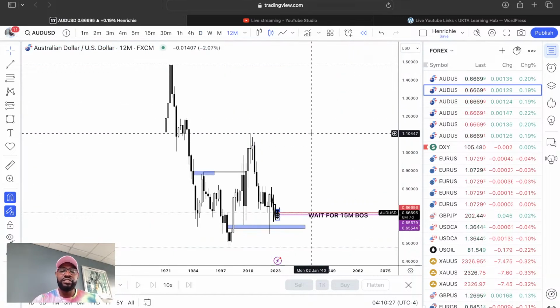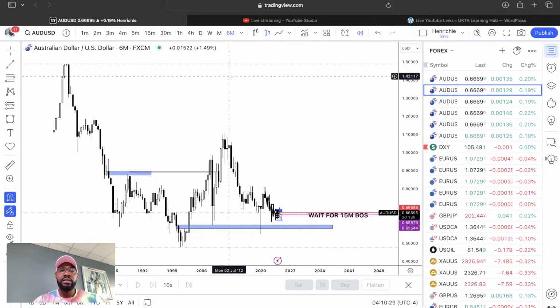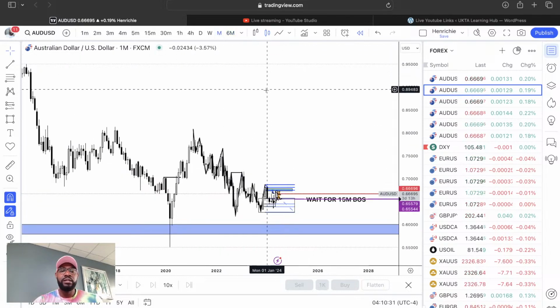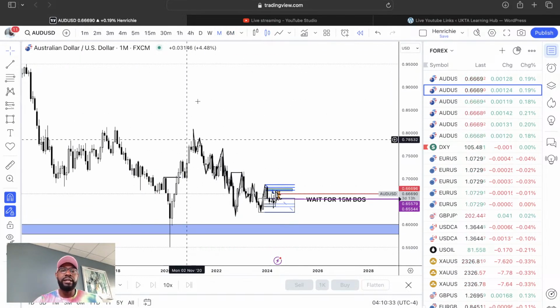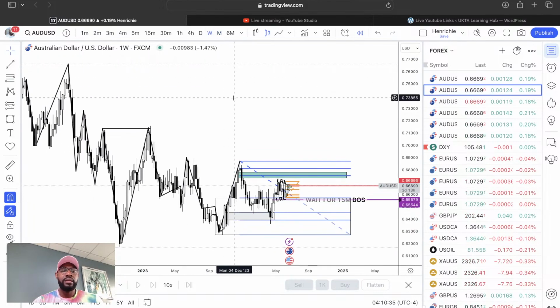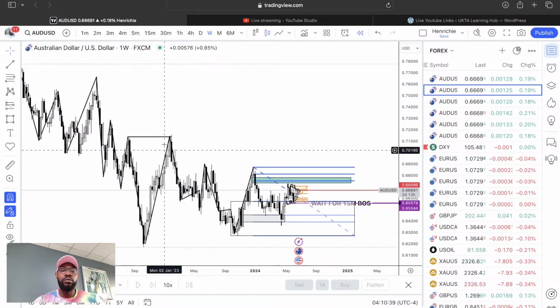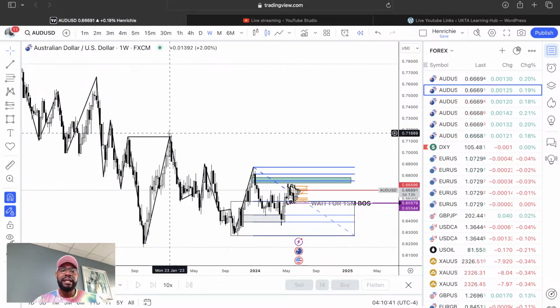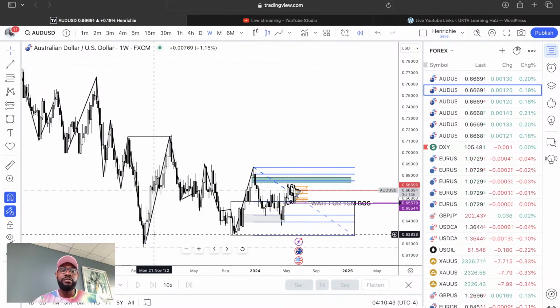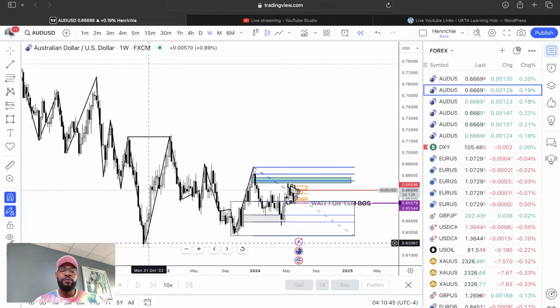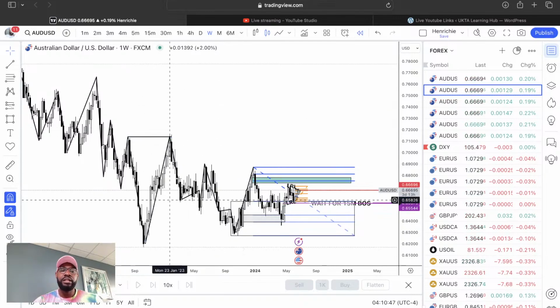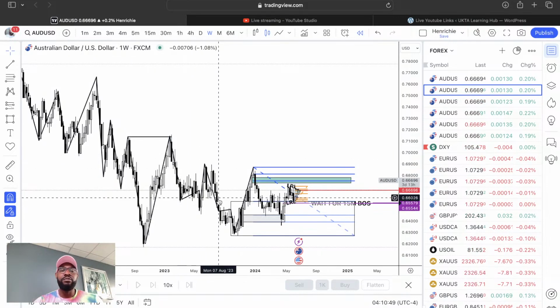12 months is bullish. 6 months is bullish. Now, if we scale down to monthly: high, low, break, bullish. Weekly: you can see on the weekly time frame, high, low, high, failed to create a higher high. So we're still within the range low, range high. If we break this low, then we're bearish.